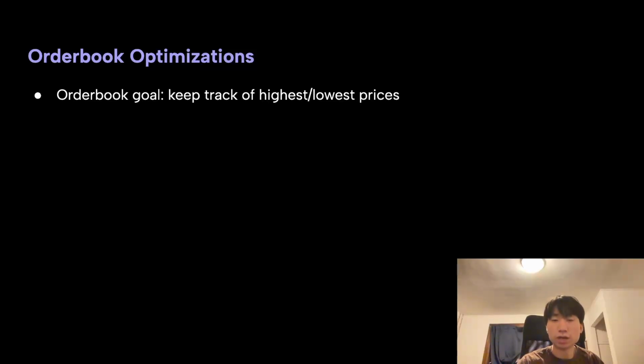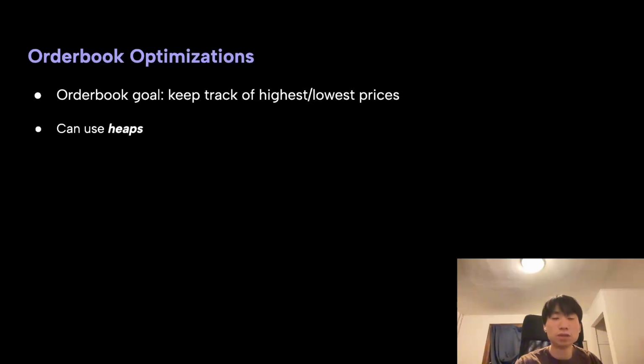So recall the goal of the order book. We want to keep track of the highest and lowest prices, and we want to query this fast. So one way we can do this is, we could use heaps to implement this. By using heaps, we can prioritize based off the price, and then each time we want to query, we just query the top node and we get the highest price that we want.